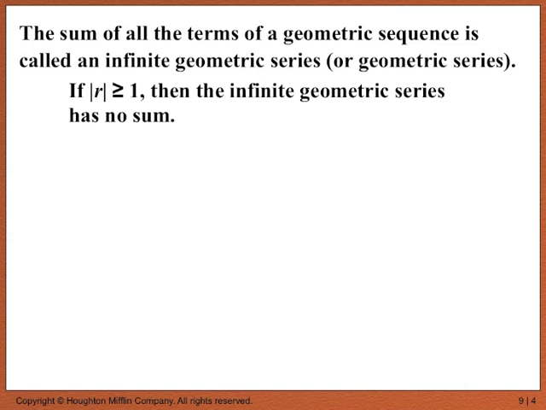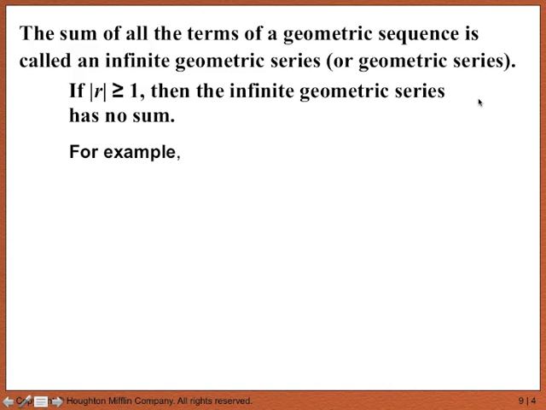The conditions are the following. If the absolute value of r, remember that r is the common ratio, is greater than or equal to 1. Okay, so if r is 2, then the absolute value is greater than or equal to 1. If r is negative 3/2, then the absolute value is greater than or equal to 1. If this is true, then the infinite geometric series, or simply the geometric series, has no sum.